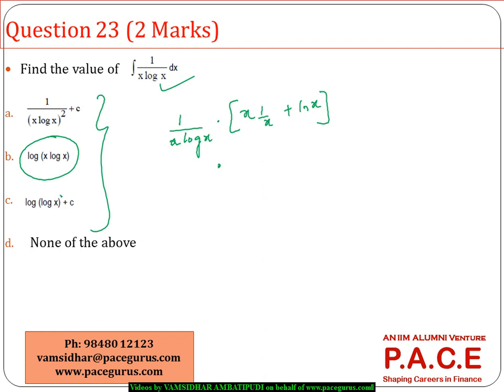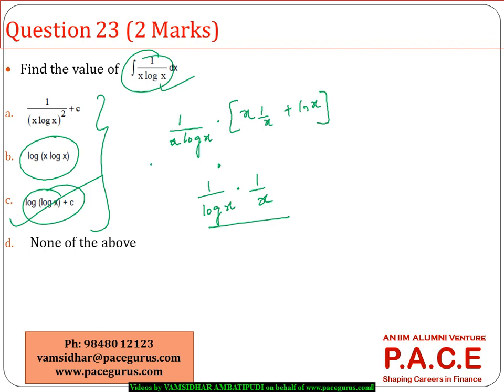So probably I can try out this one. Log of log x, which is nothing but 1 by log x into the derivative of log x, which is 1 by x. So which is working out as 1 by x log x. So which means it is coming back to this. So sometimes if I'm not so comfortable with the integration, I can look at the option choices, try to do the differentiation for them and still arrive at the answer.